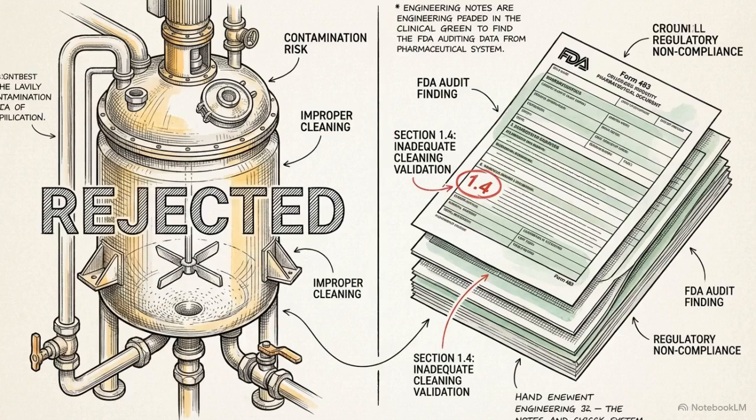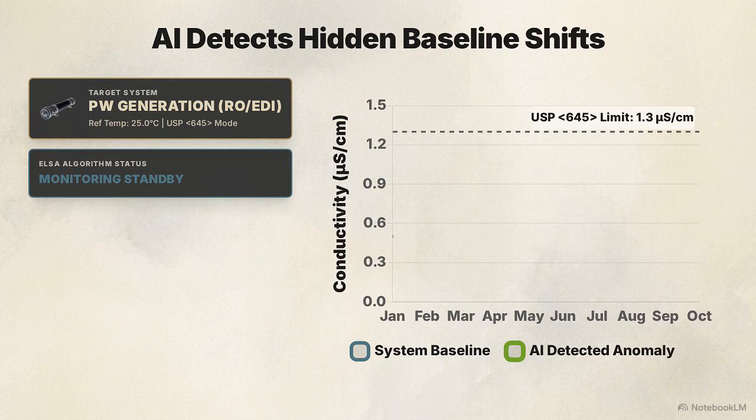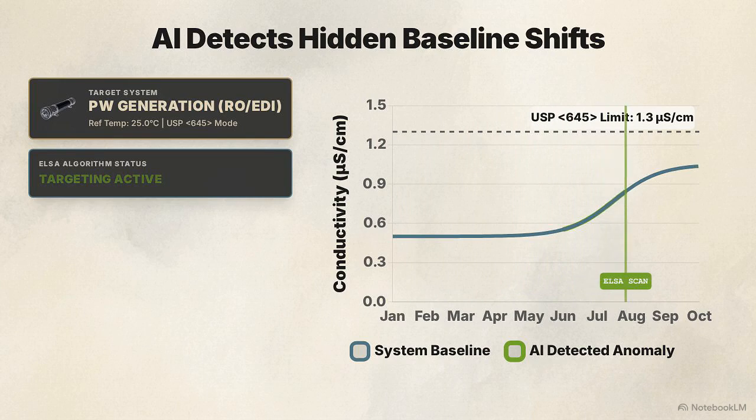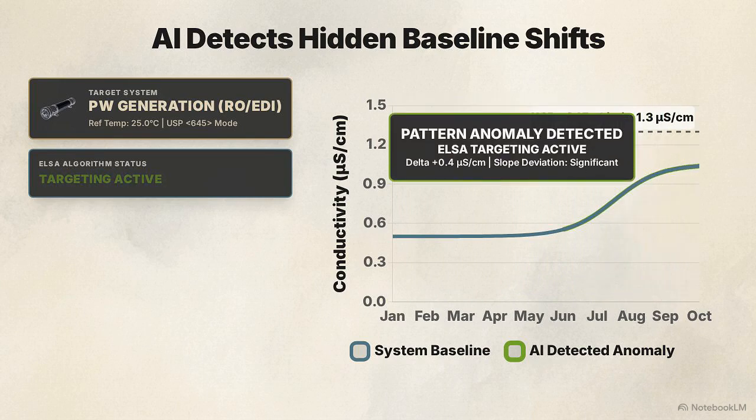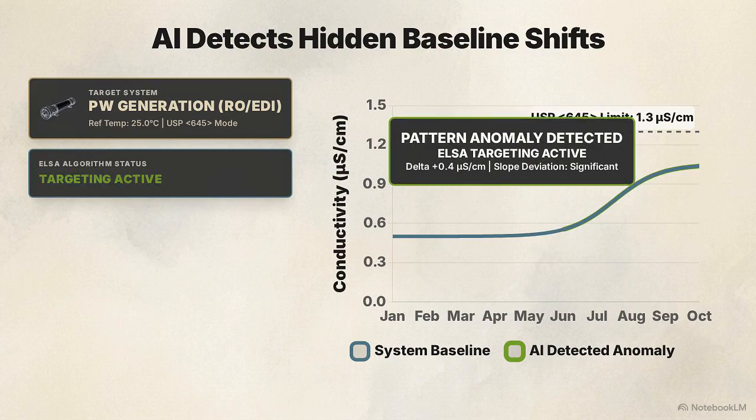A single decimal point anomaly in water conductivity can trigger a total batch rejection, or a multi-page FDA 483 observation. This dashboard illustrates the current regulatory landscape. AI targeting tools, like the FDA's ELSA, have shifted auditor focus from static thresholds to dynamic pattern detection. Even within limits, if your system's baseline is actively shifting upward, modern algorithms will flag it immediately.